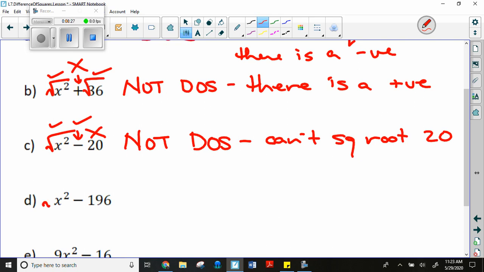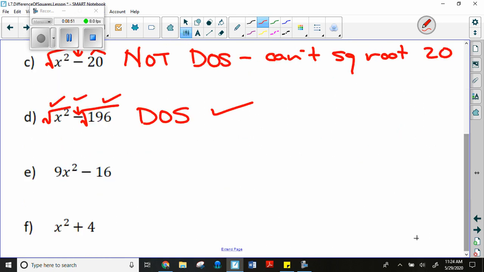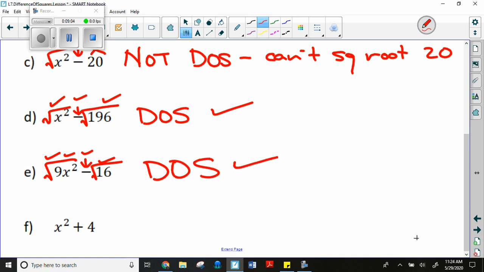Okay, square root of x squared. Yes, it's a negative. Yes. I don't know if this works. That's not something I have memorized, so I'm actually going to check it on my calculator. What is the square root of 196? 14. That works. This is a difference of squares. Everything works. We can take the square root of 9 and x squared. There's a negative. Can we take the square root of 16? Yes, difference of squares. Everything lines up.